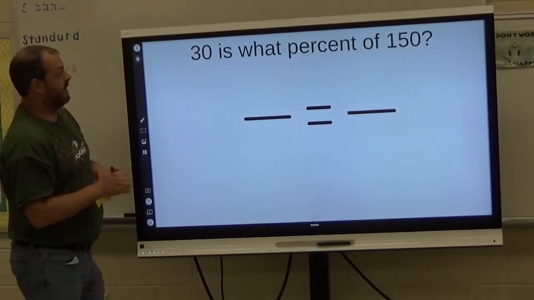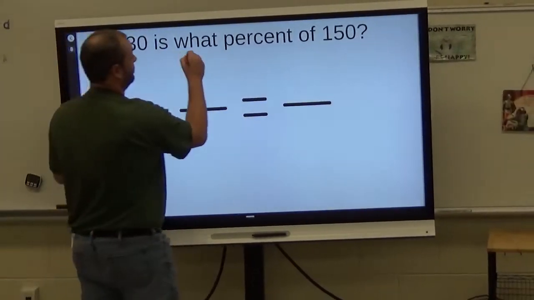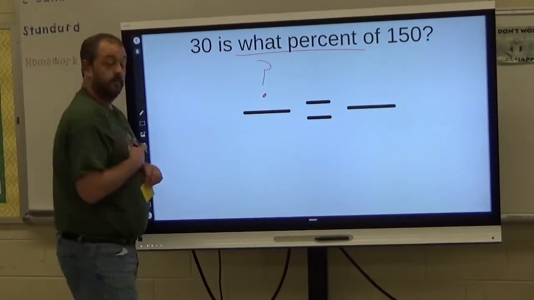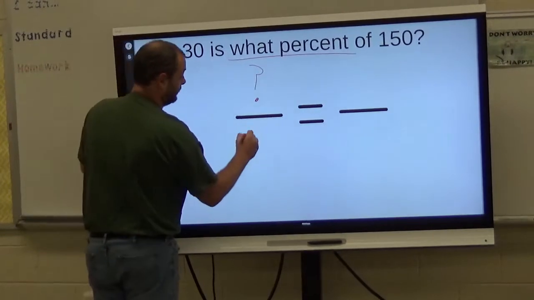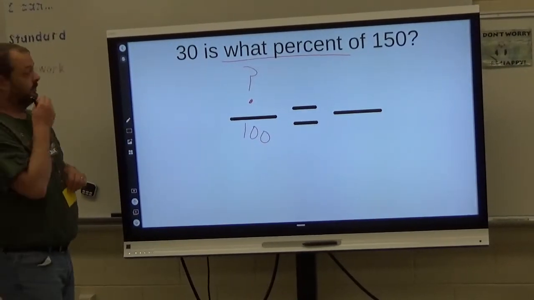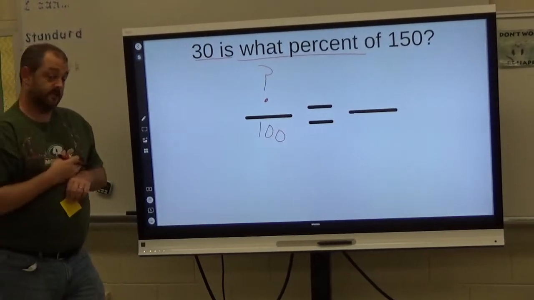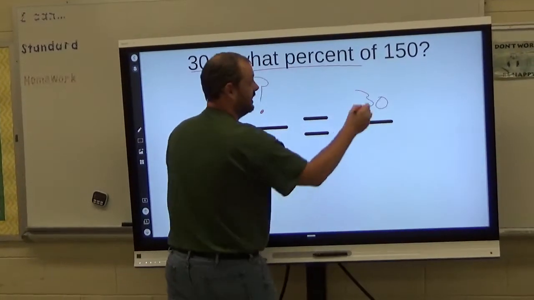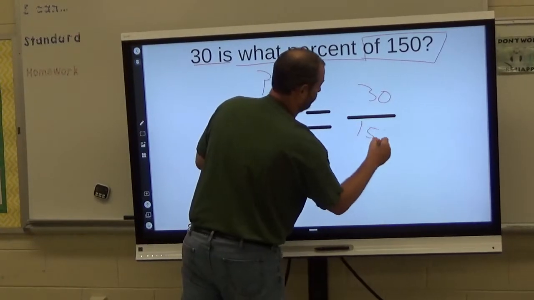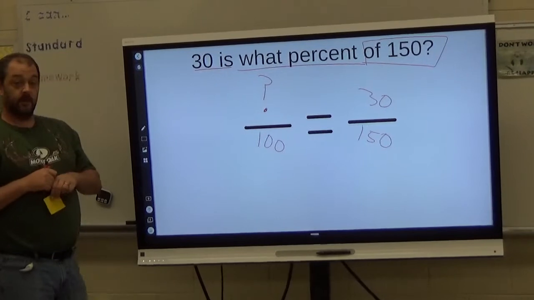Next problem. Ooh, wait a minute. They don't give us a percent sign. So we're going to have a question mark top left. Now bottom left is always 100. Now, there's the word is, and it says 30 is. That's going to go on top. We see of 150, so it goes on bottom. Pause now to cross multiply and divide to get your answer.